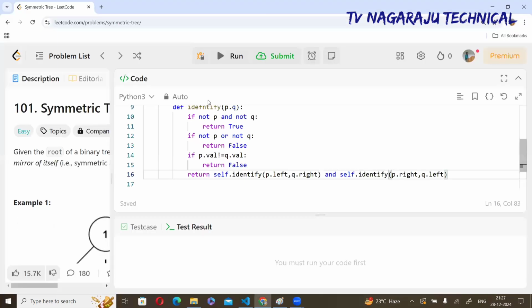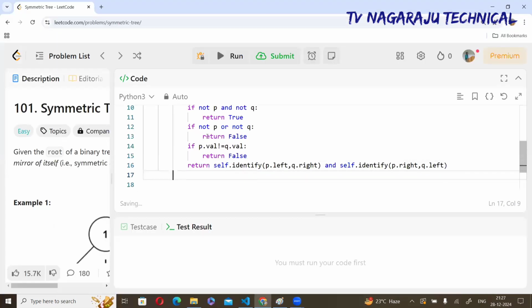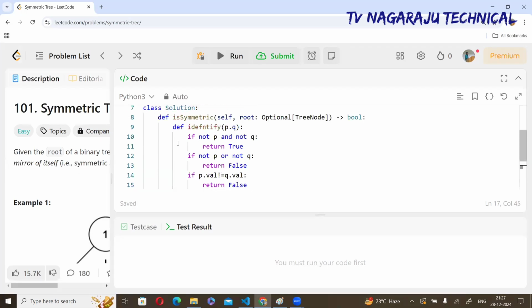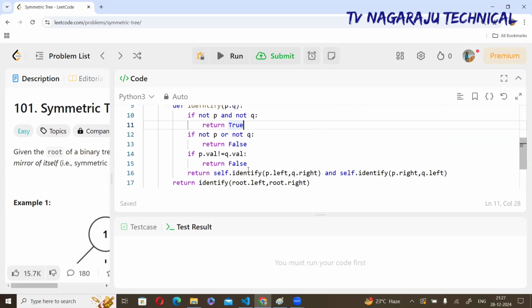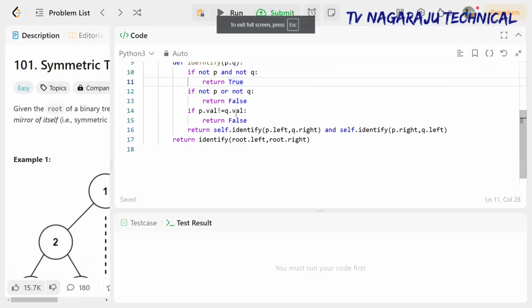I assumed it like this. In this function, return identify of root dot left comma root dot right. Now observe what happens first within this function. Anyway, the function definition is not executed by itself, only whenever you call it. The code inside def is not executed. Directly it comes to this return statement.